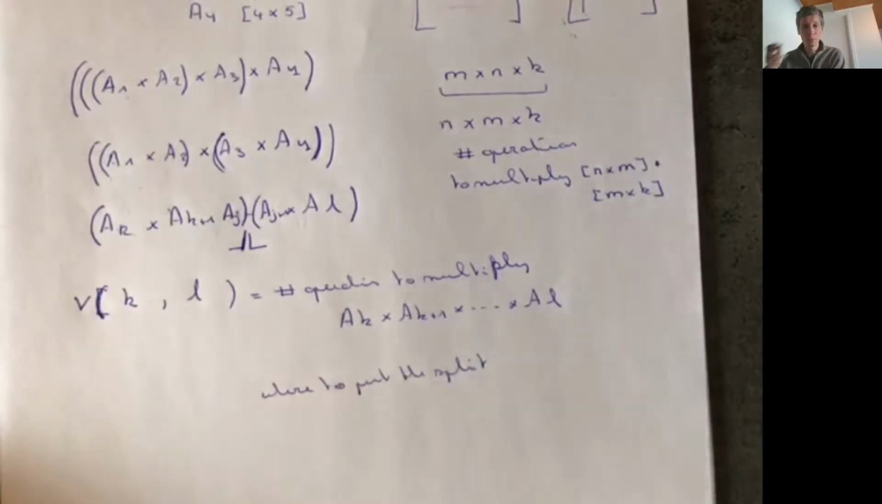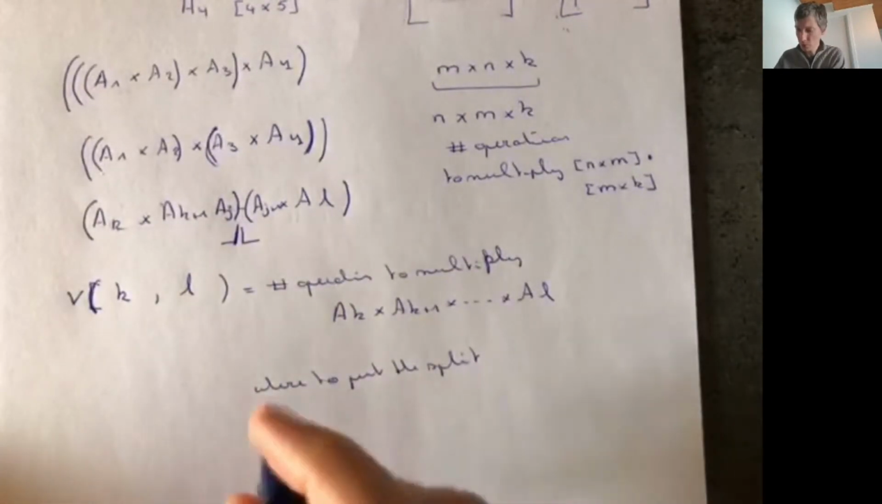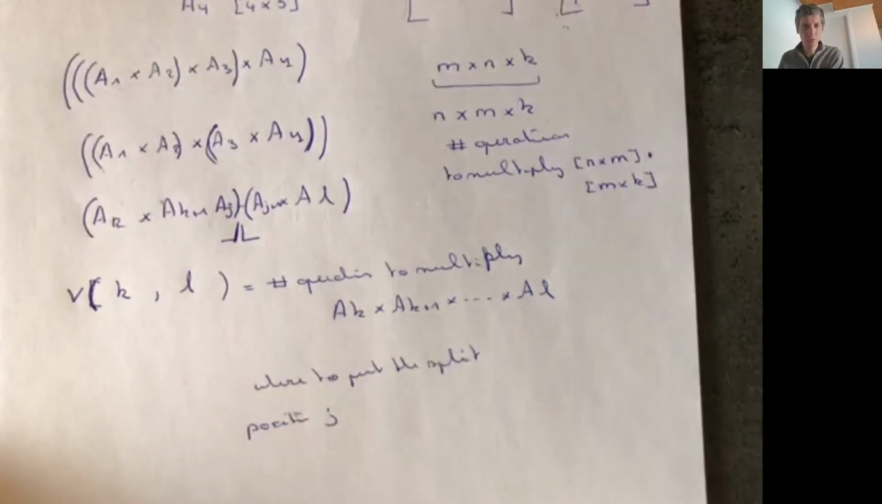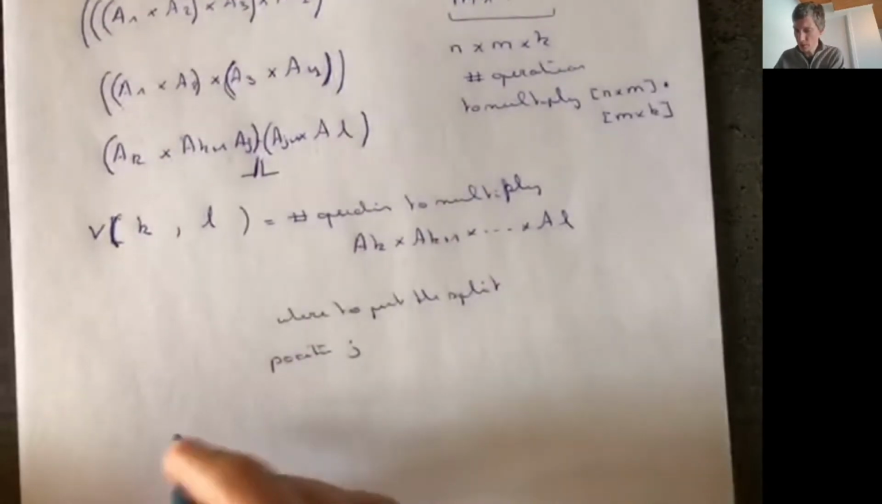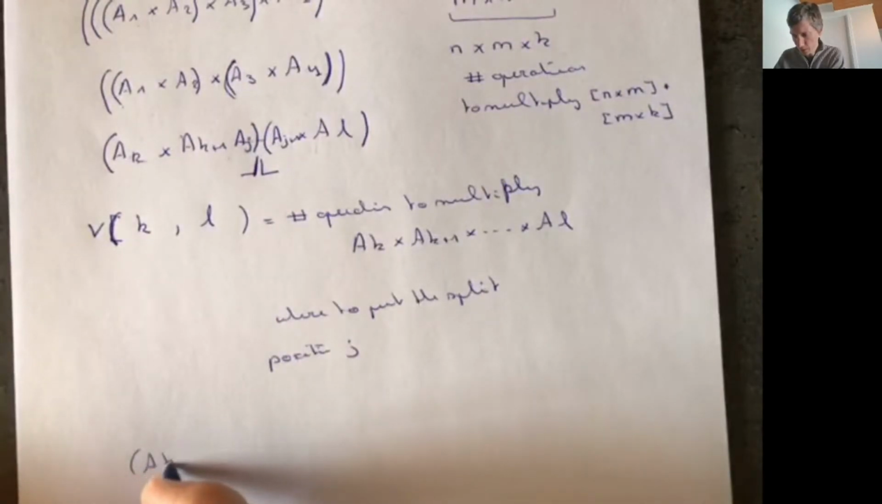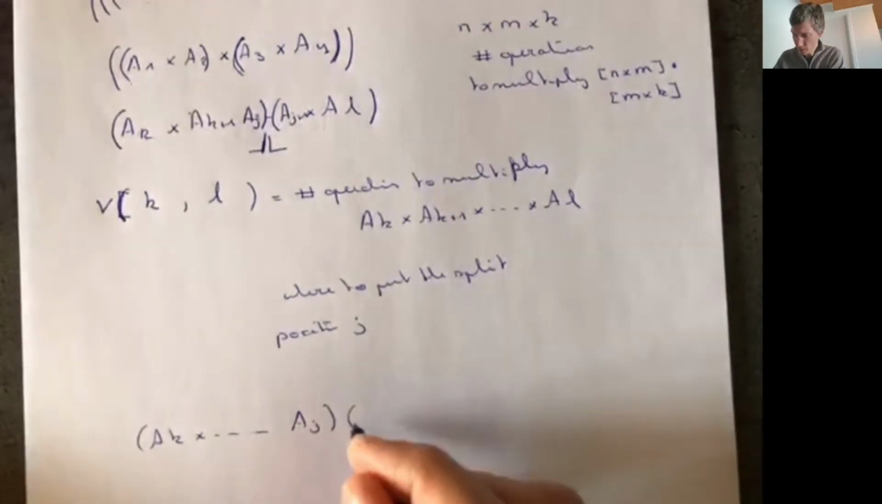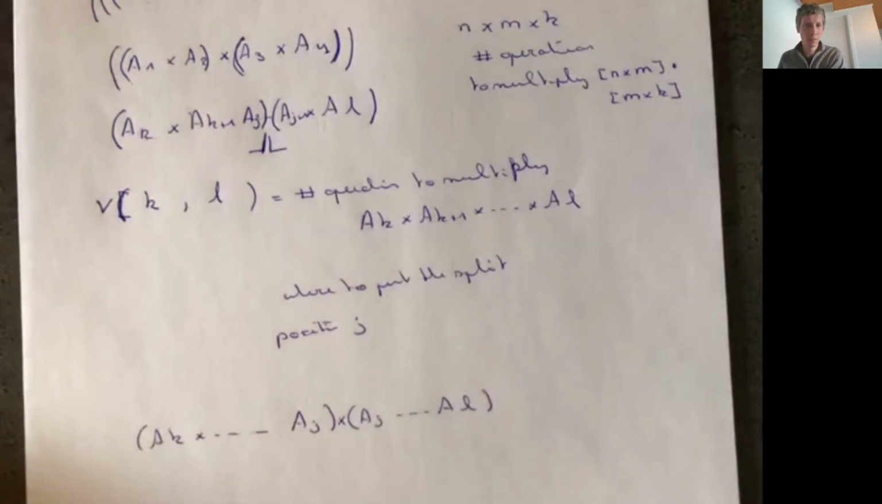So this is going to be an important question. Where are you going to put the split of the first sub brackets? You can put them at different positions. Assume that you put them at position J. Then what's the total cost of multiplying this sequence of matrices together? Well, then you have AK times until AJ, and you multiply this by AJ plus 1 until AL. So this is now the total cost.